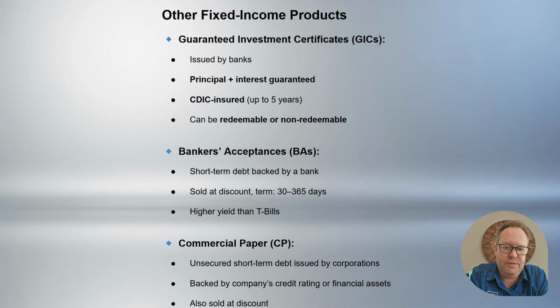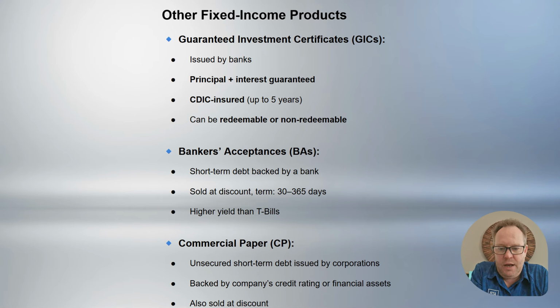Guaranteed investment certificates issued by banks can be either redeemable or non-redeemable, and typically interest rates would be dependent on whether they're redeemable or not. Typically, you will get slightly higher interest rates for having a non-redeemable GIC that can't be accessed versus one that is redeemable and can be accessed.